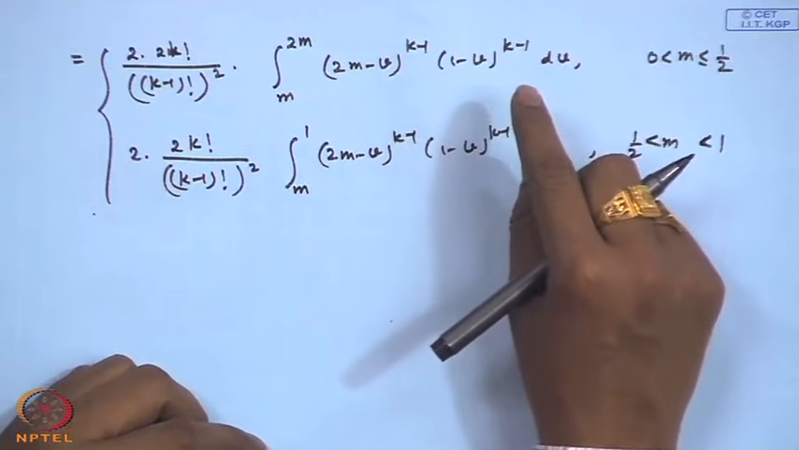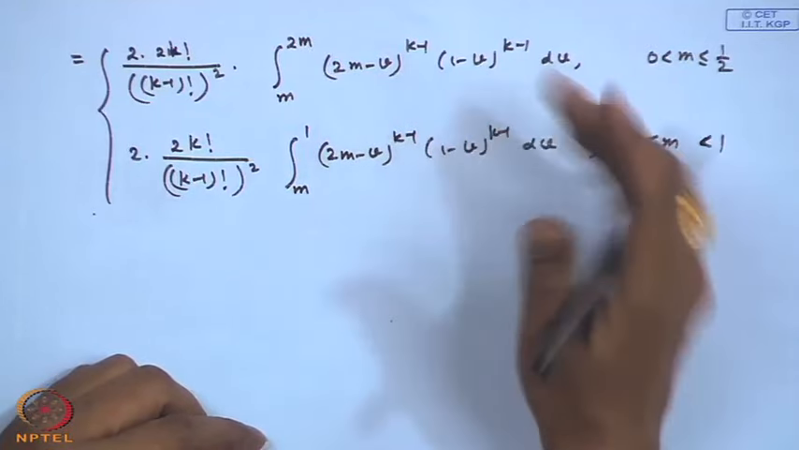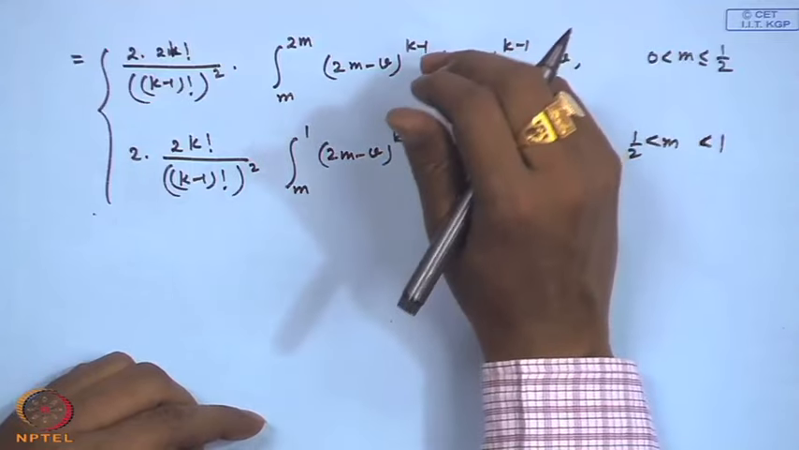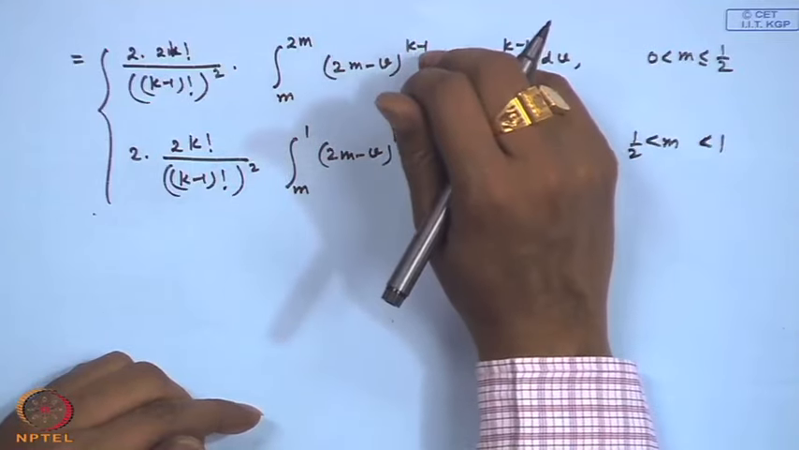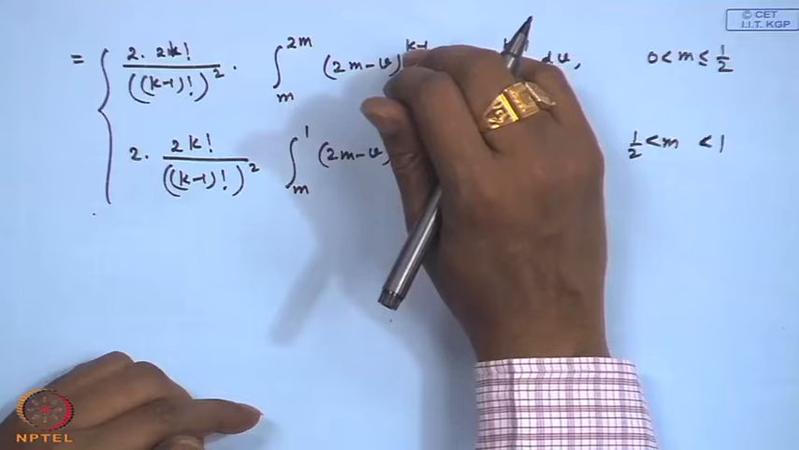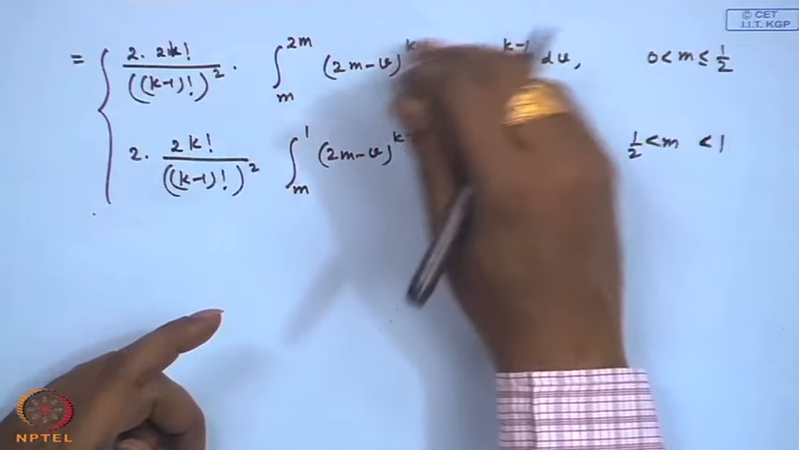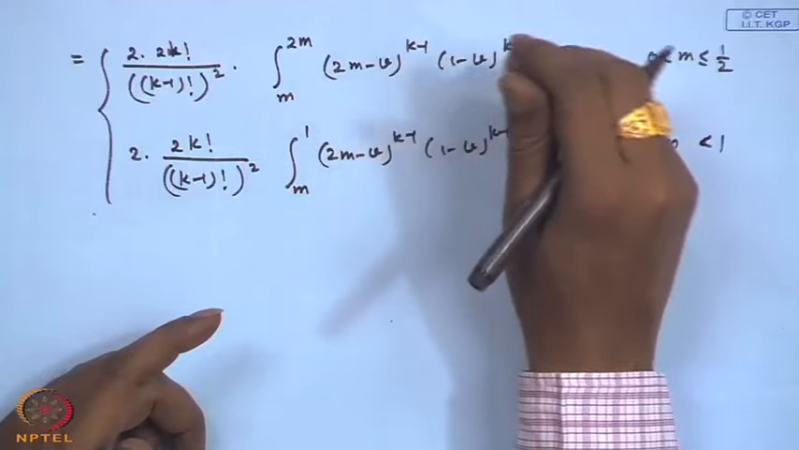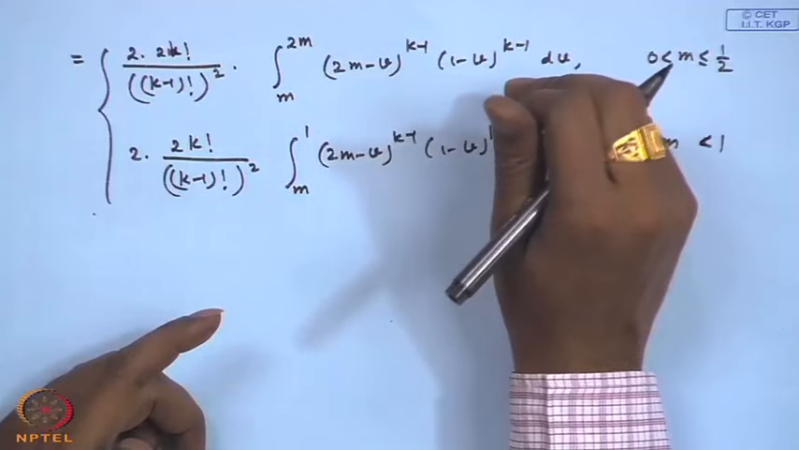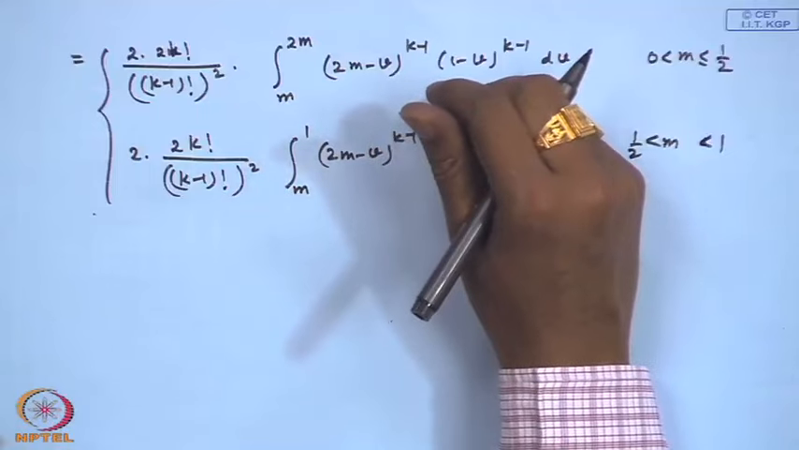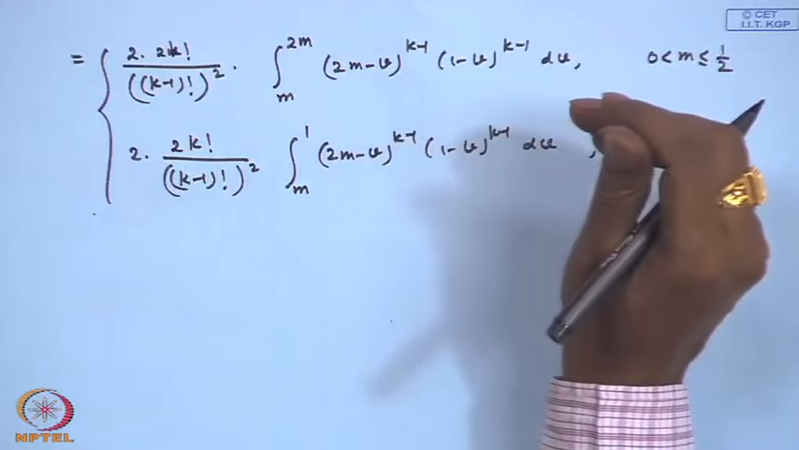For various values of k, for example, if I consider k is equal to 2 or k is equal to 4, with the sample size even, then these expressions can be directly evaluated. Otherwise also they can be evaluated, but you have to do several integration by parts here.